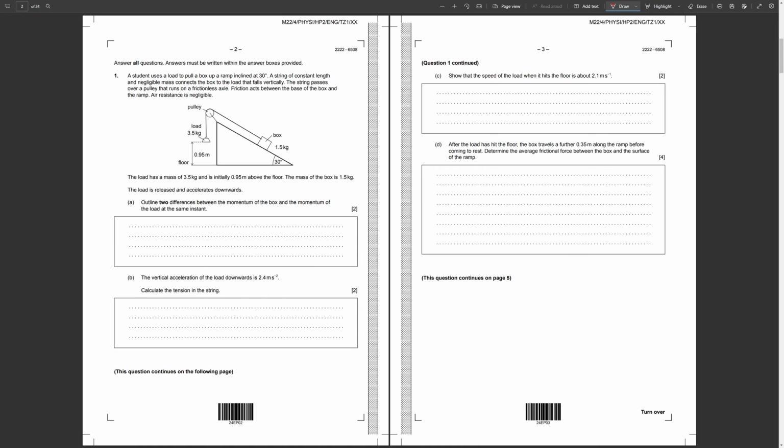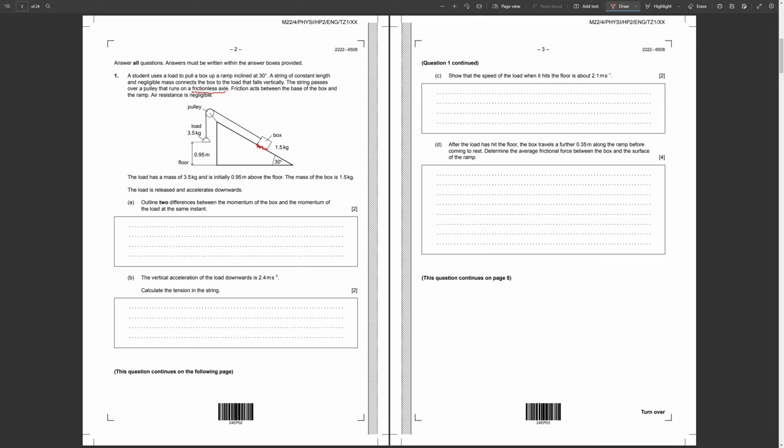Question 1. You've got a complicated setup. There is a box and a load. They are moving on a ramp. According to the question, the pulley is frictionless. But the friction between the base of the box and the ramp here is non-negligible.